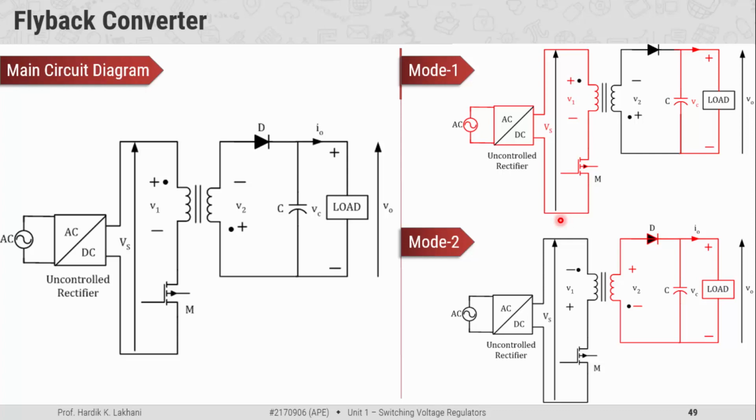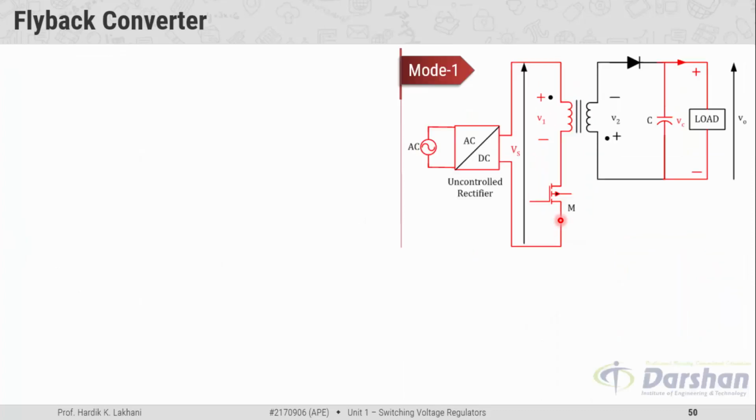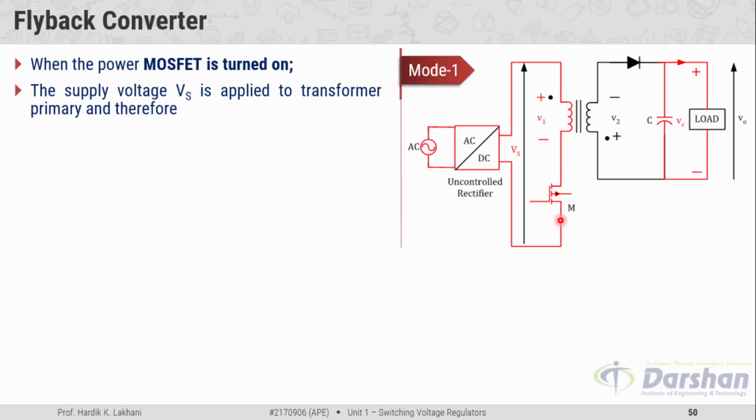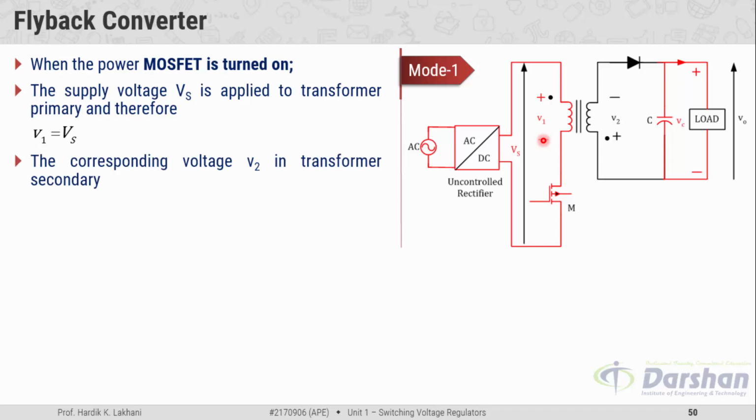Let us understand the working of the flyback regulator. When the MOSFET is turned on, mode 1 operation begins. When the switch is made on, the primary winding gets connected to the supply, and the voltage appearing across the primary winding is equal to the supply voltage. The corresponding voltage V2 appears in the transformer secondary. By using the voltage and transformer turns ratio, we can easily find the voltage across the secondary winding, which is V2 divided by V1 is equal to N2 divided by N1.